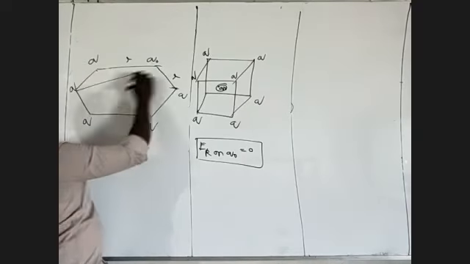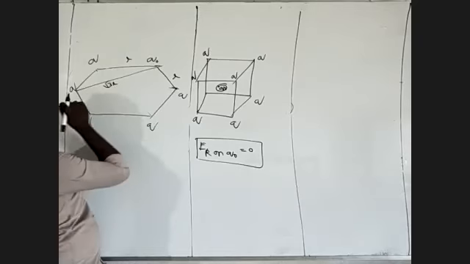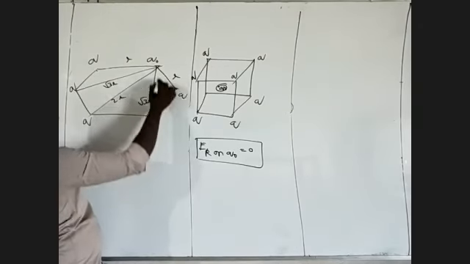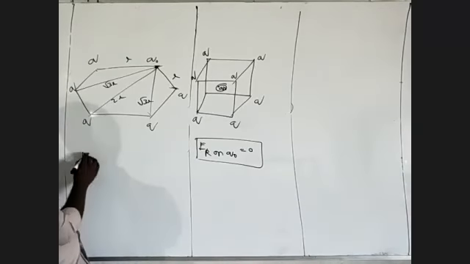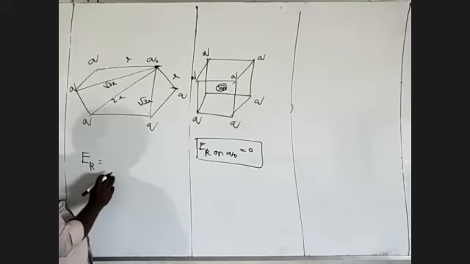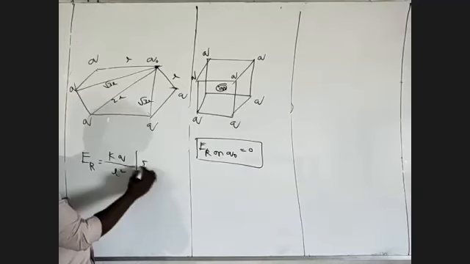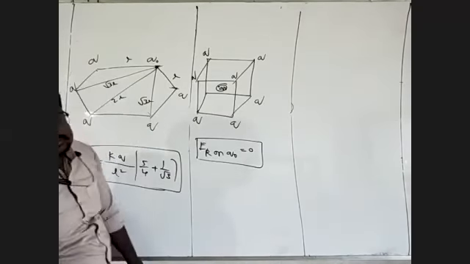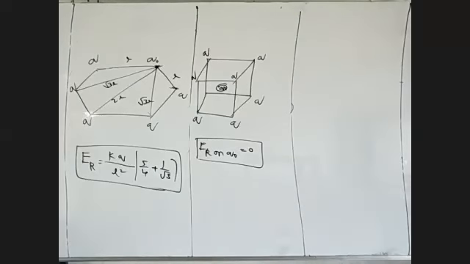L. From here to here is root 3 L. From here to here is 2L. From here to here the distance is root 3 L. At this point, the resultant intensity of the electric field is KQ by L square times 5 by 4 plus 1 by root 3. Already I explained this problem in the previous class, in forces. KQ by L square, 5 by 4 plus 1 by root 3.